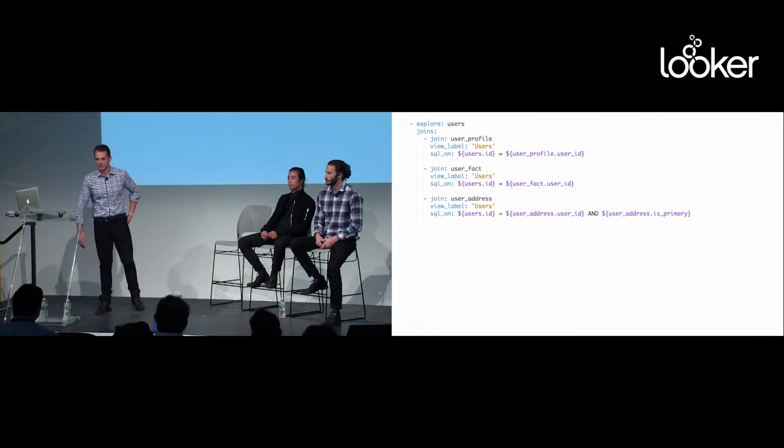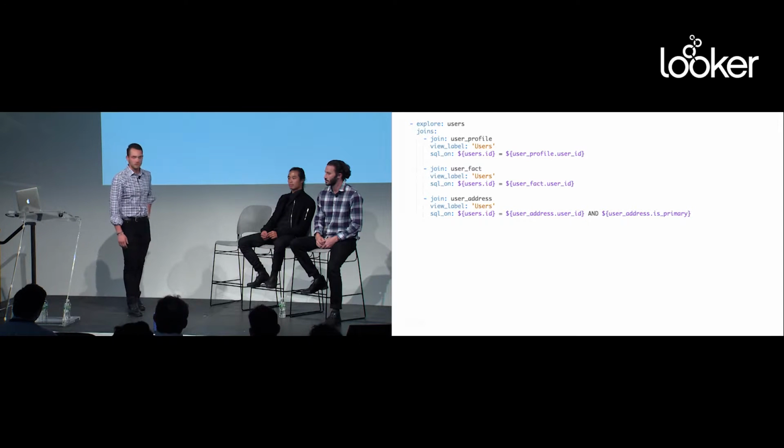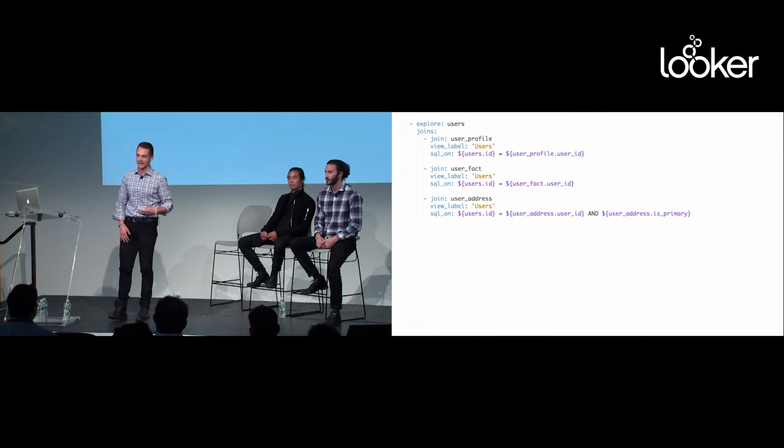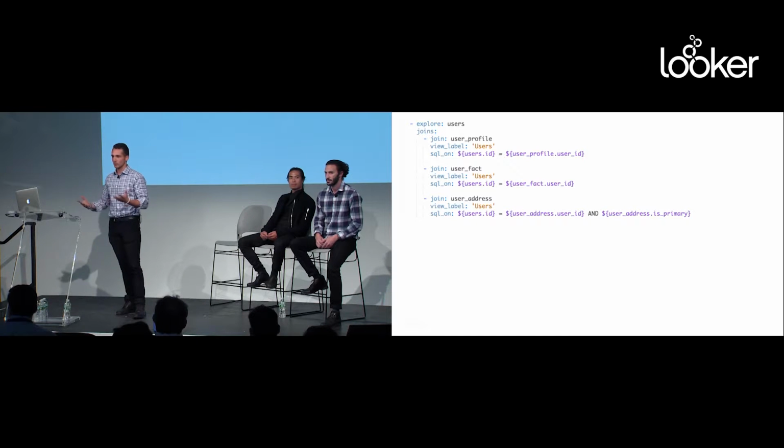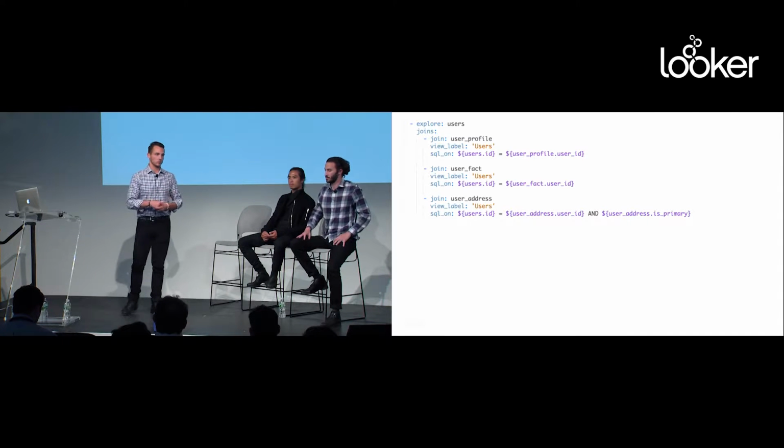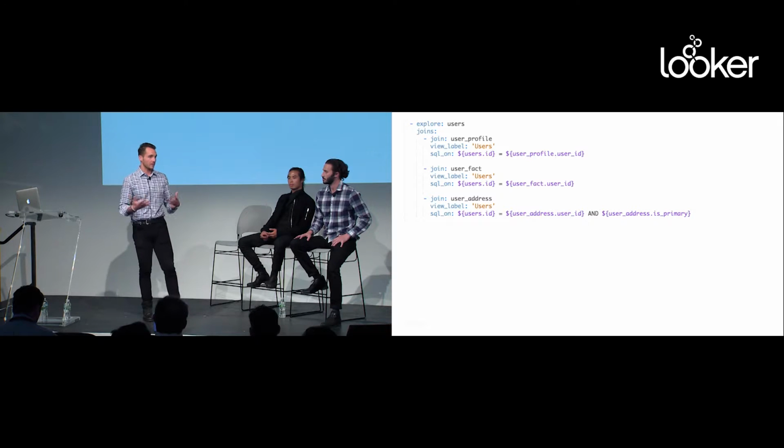So what does this look like in practice? Furthering Talal's example, imagine that you have a users view with the users' tables normalized. So we have a user's profile, user fact, user address. To a developer, this is important, right? You need to know these tables. You need to know how they relate. You need to join them together.